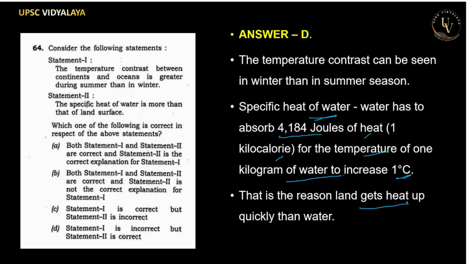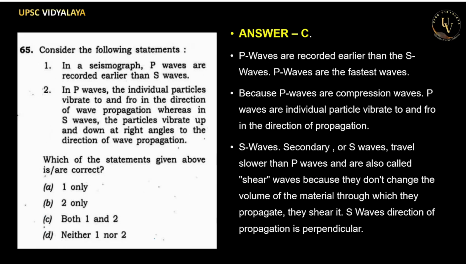So what is the answer for this question? The option D, that is, statement 1 is incorrect, but statement 2 is correct. Okay, did you understand this? Now understand the 65th. Once again an NCERT question.